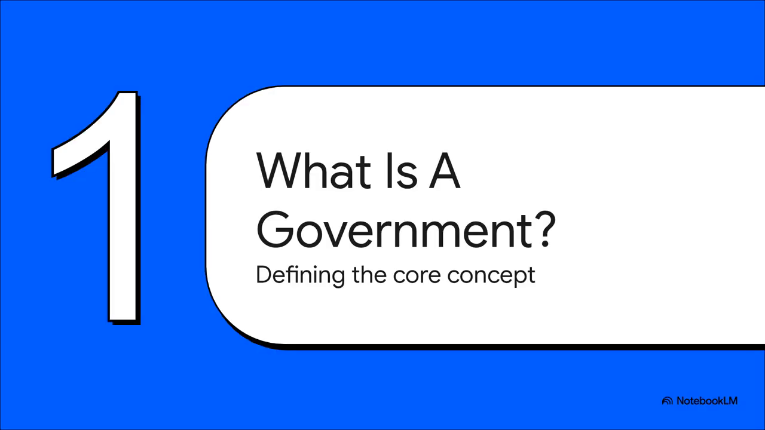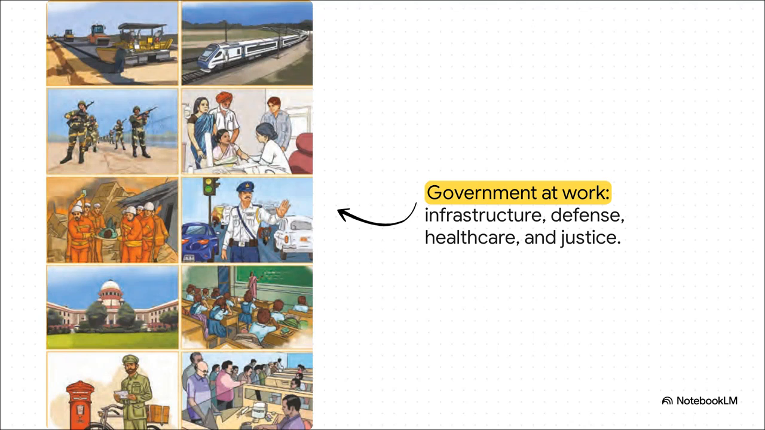Section 1. What is a government? Before we can even begin to understand complex global systems, we really need to nail down what a government actually does and why we as humans have consistently decided we need one. You see, government isn't just some abstract, high-level concept debated in grand buildings. It is literally everywhere in our daily lives.